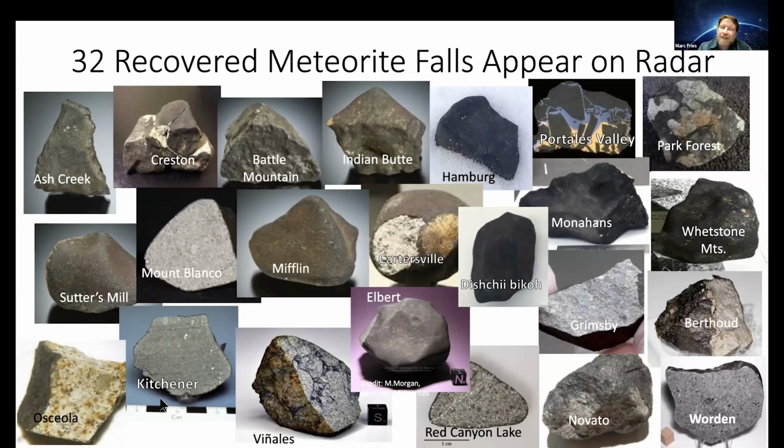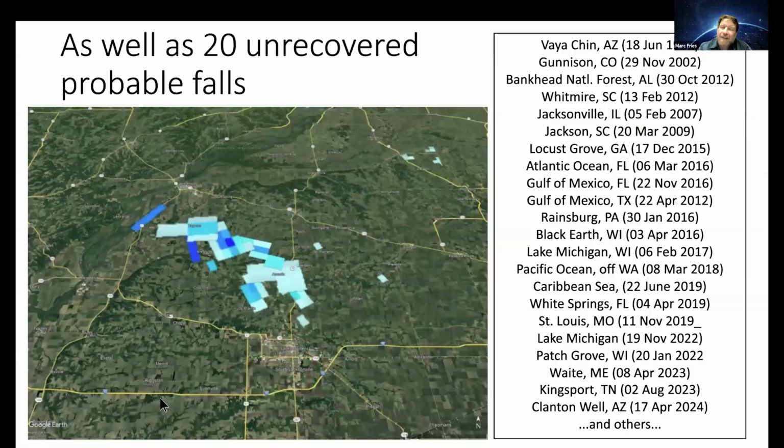So since the NEXRAD system went online about 1997, we've observed 32 separate meteorite falls with recovered meteorites, including the ones you see here. Every single meteorite you see here shows up in radar data on the way to the ground. Next slide, please. And it includes 20 unrecovered probable falls. For one reason or another, no meteorites were found. 7 of these are into water. Some of them just are too small.